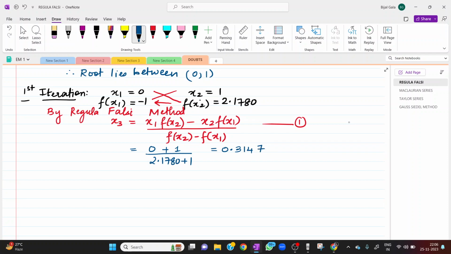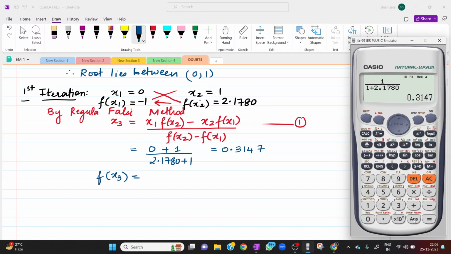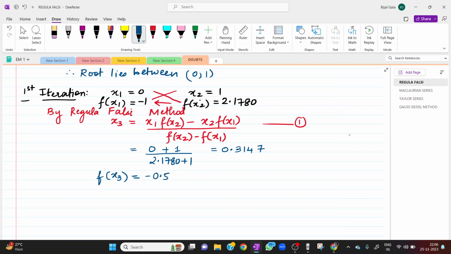Okay, now I need to calculate f of x3. So let's calculate f of x3. This answer into e raised to the answer, because that is the formula in the question, minus cos of the answer. Okay, so it will automatically put 0.3147 everywhere. So the answer is negative 0.5199. Now the answer is negative. It means x3 will replace x1. x3 will replace x1.